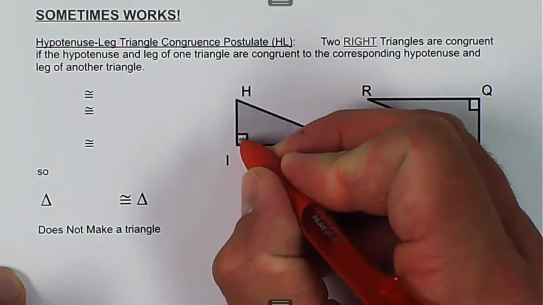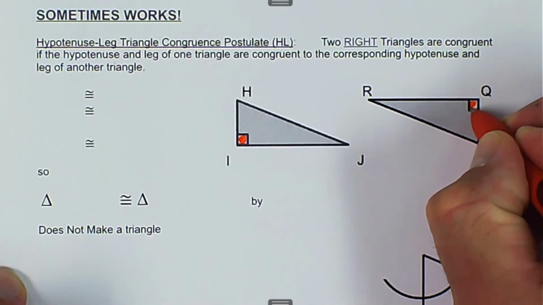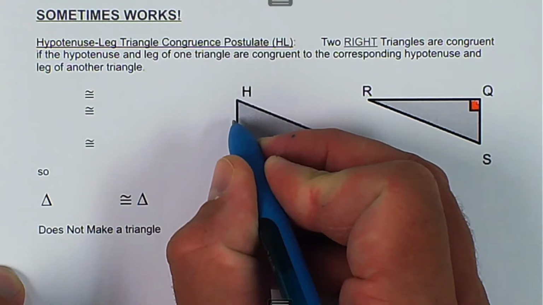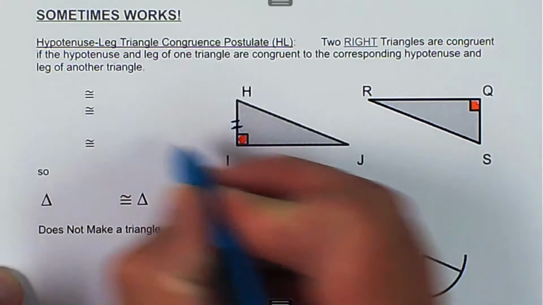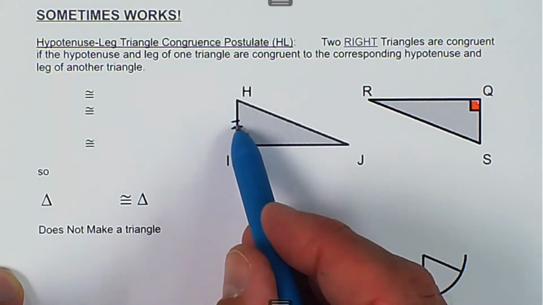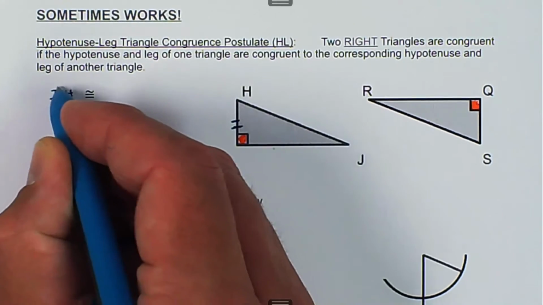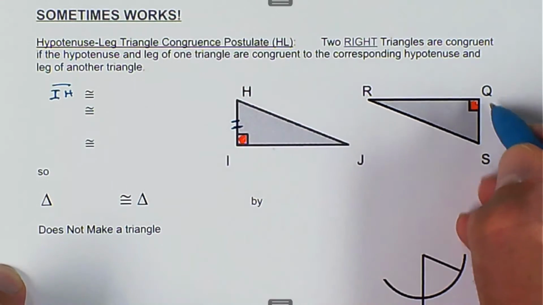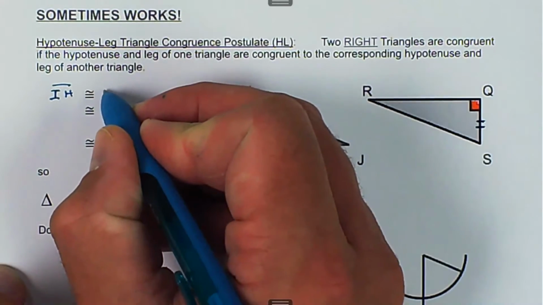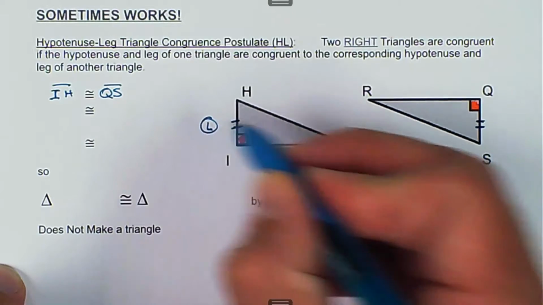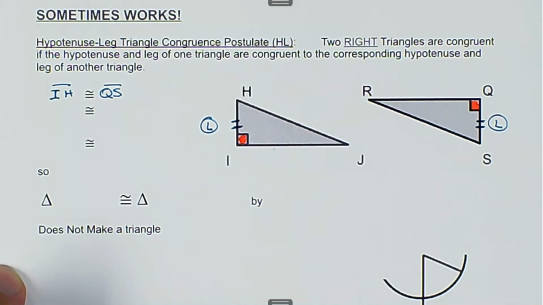So starting out, we recognize that both triangles are right triangles. The next thing that we want to pay attention to is the corresponding legs. So here we have IH. So that's the leg, so a right triangle has two legs and the long side, which is the hypotenuse. So we have IH, and that is congruent to QS. So in this case, we're not going to call this a side. This is the leg because we're talking about the right triangle. So that's the leg.